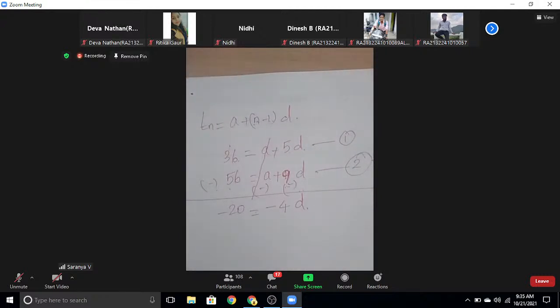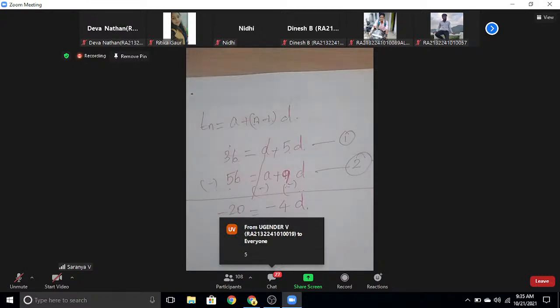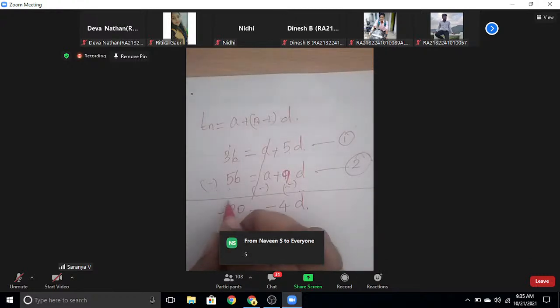So can you find the d now? What is the value of d? Post your answers. Right. So minus minus will be cancelled. So 4d equal to 20 means d is equal to 20 divided by 4. So d is equal to 5.